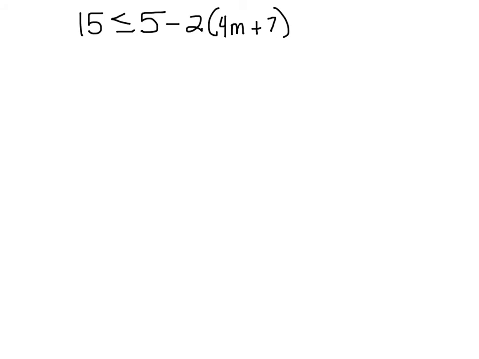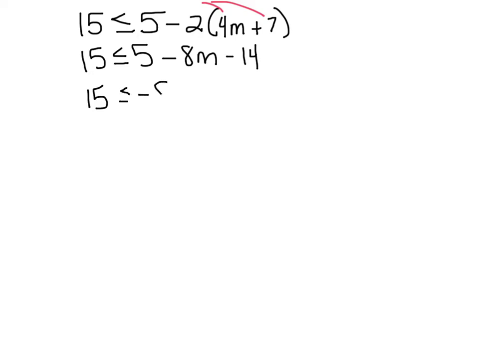In this problem, we're going to first distribute. So we have to distribute a negative 2. If you distribute a negative 2, you are going to get negative 2 times 4m, which is negative 8m, and negative 2 times 7, which is negative 14. I now am going to combine like terms, so I'm going to combine the 5 and the negative 14. So the negative 8m comes down, and 5 minus 14 would give me negative 9.